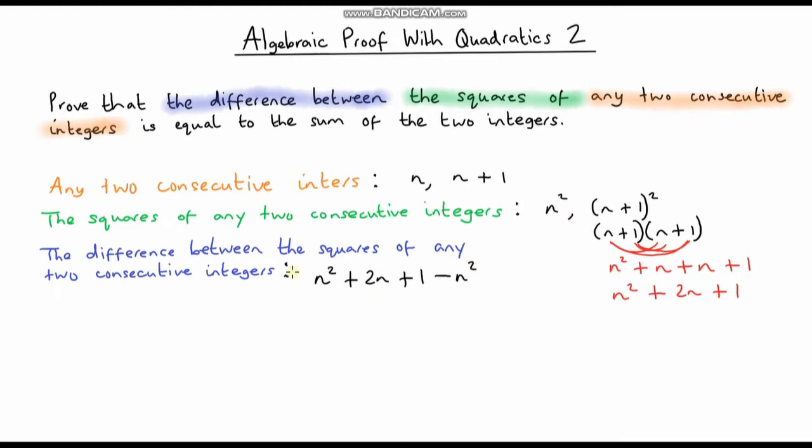So we can just simplify. N squared take away n squared, well, those two terms will just cancel out with each other. And all we're left with is 2n plus 1.